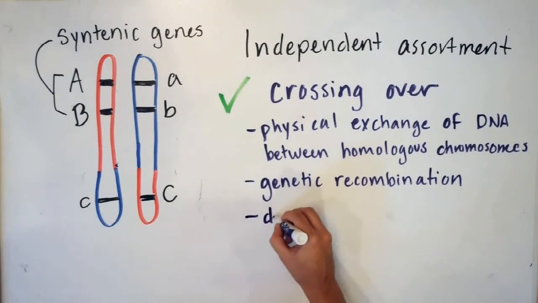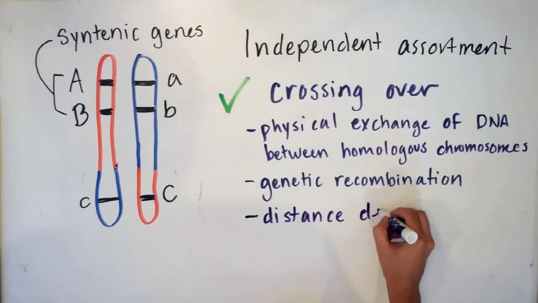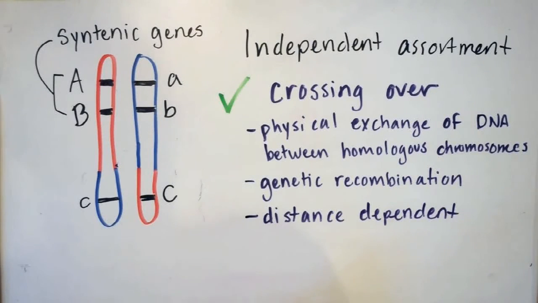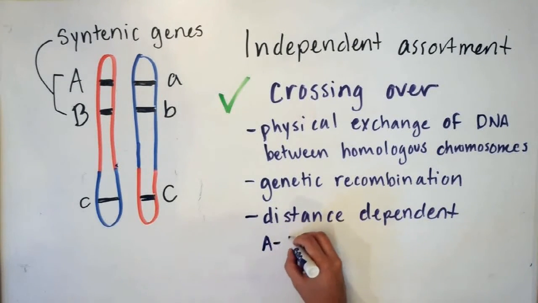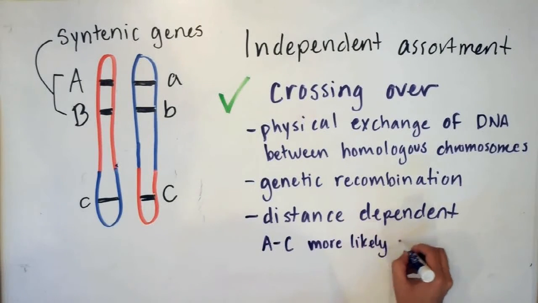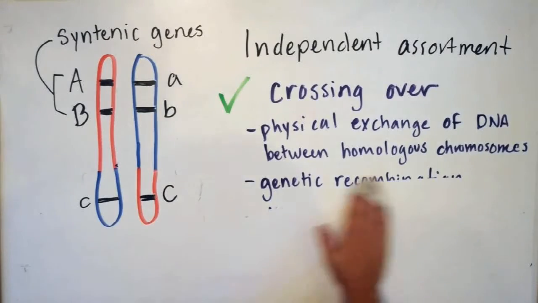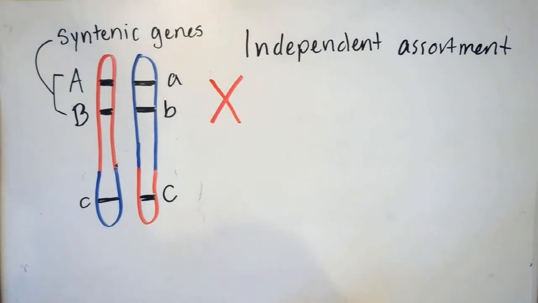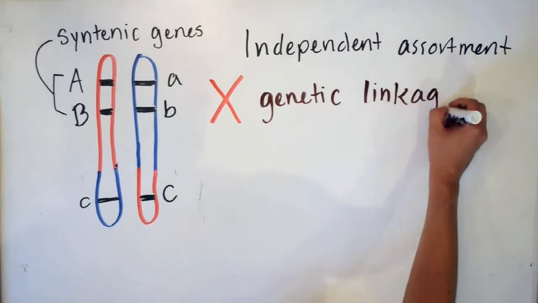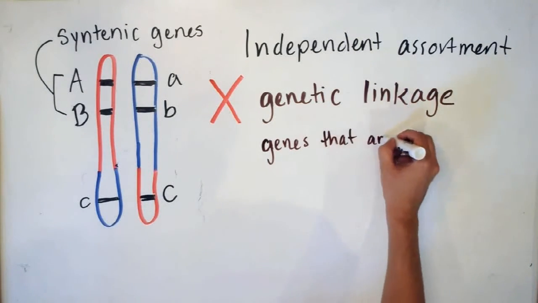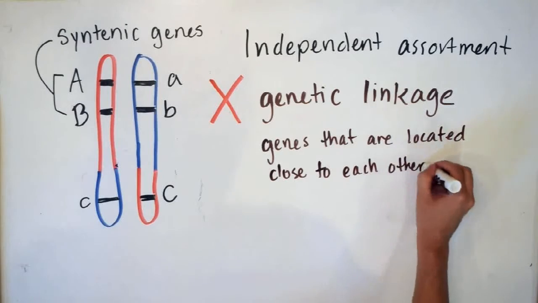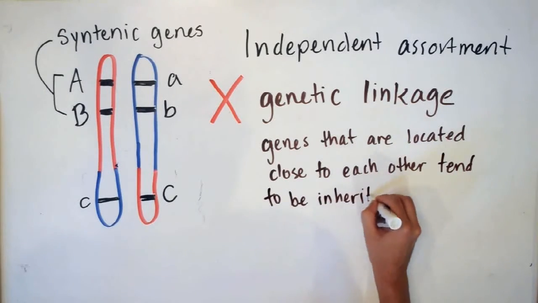In addition, the likelihood that crossing over will occur is dependent on the distance between two genes. Thus, genes A and C are more likely to have a crossover event between each other than genes A and B. If genes A and B are located very close together, they tend to be inherited as a unit. Therefore, Mendel's law of independent assortment fails for this combination. This phenomenon is known as genetic linkage.